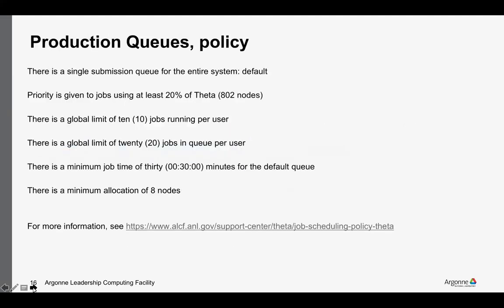Now, the production queues have the following policy. There's a single queue for the entire system, as I mentioned, called simply default. And priority is given to jobs using at least 20% of Theta. That's 802 nodes or more, to encourage capability usage. A global limit of 10 jobs running per user, 20 jobs in the queue per user, a minimum time of 30 minutes, and a minimum number of 8 nodes. See the link for more information.